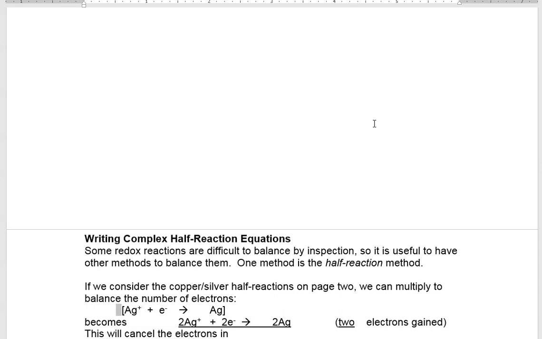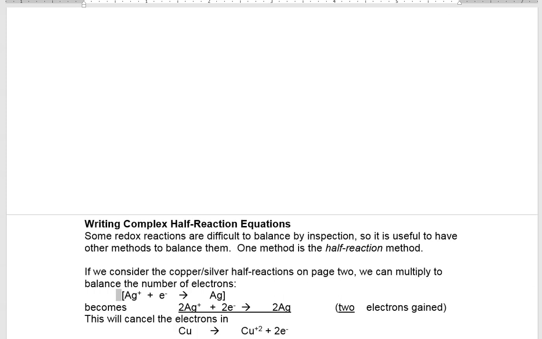So we're going to continue on looking at the reduction reactions in terms of those half reactions, and we're going to start with the example that we had on page 2 and do a little more with it. So we had the reaction with silver nitrate and copper, where we said that the silver ions were going to silver and the copper was going from metal to ions.